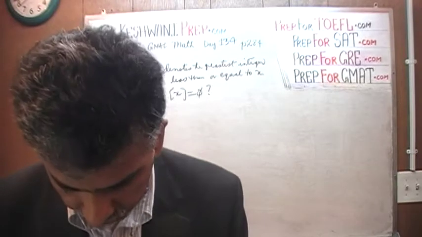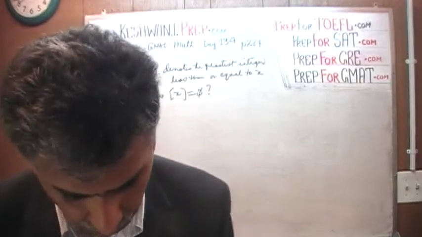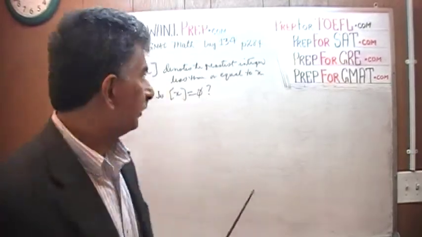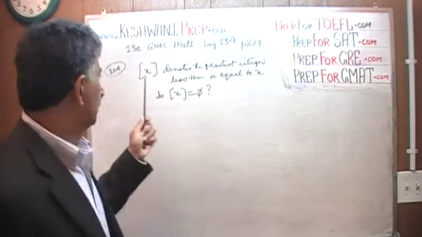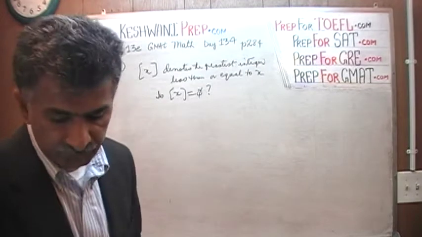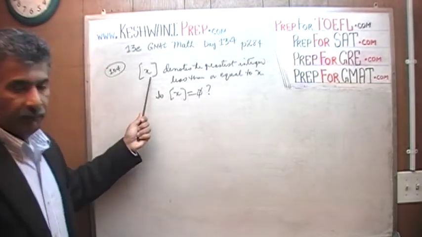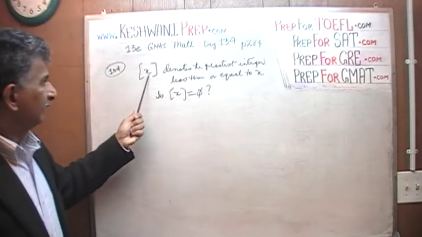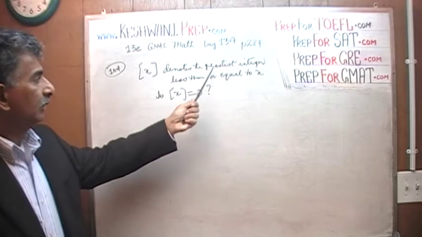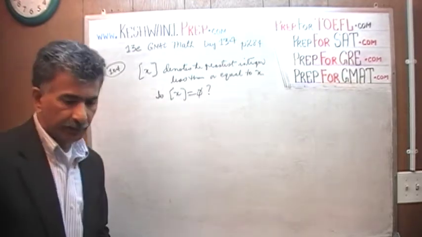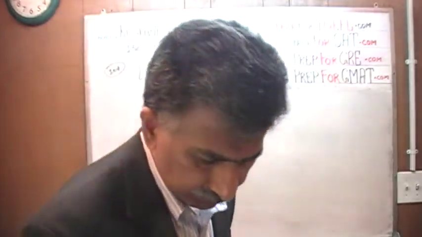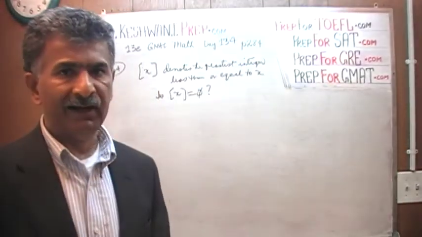The problem that we are about to solve is the one that you will find on page number 284. Please turn to page 284, and today is our lesson number 134. On page 284 you will find problem number 104, which says that x in a box denotes the greatest integer less than or equal to x. The question is: is this quantity that appears in the box equal to 0?